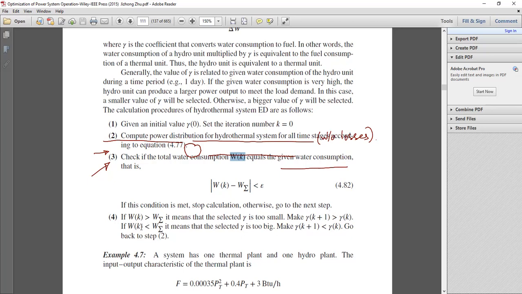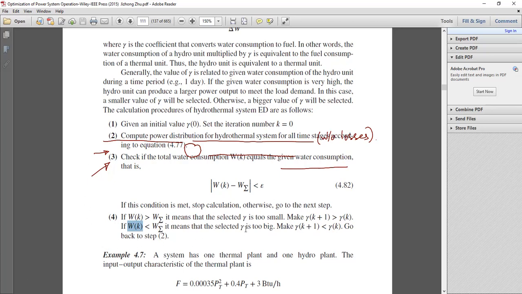Okay. And vice versa. If WK is less than W sum, it means the gamma that you took initially, that conversion factor, is too high. That's why the W value calculated as the outcome of the calculation is small compared to the available water. So in that case, you have to reduce the gamma value. So gamma k plus 1, that means the updated gamma, should be less than the previous gamma. And then go back to step 2.